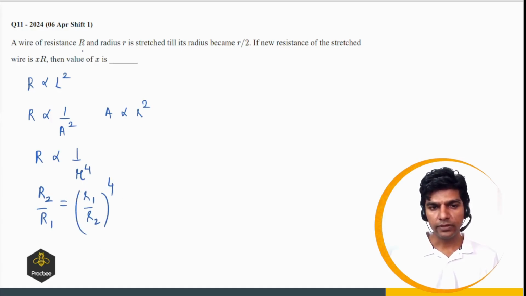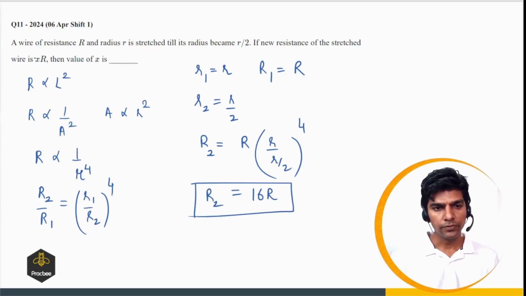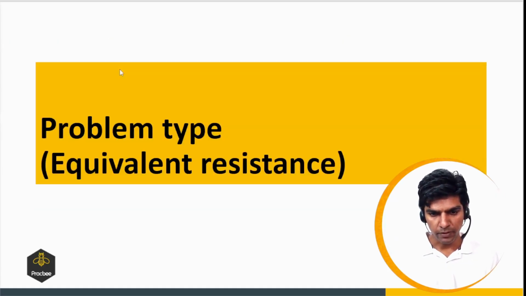Here r1 is small r and r2 will be r by 2, and R1 is capital R. So let us find R2. R2 by capital R is (r by r by 2) raised to power 4. So this comes out to be 16 times capital R. So x is 16. Okay, let us see the next problem type, and it is based on equivalent resistance.